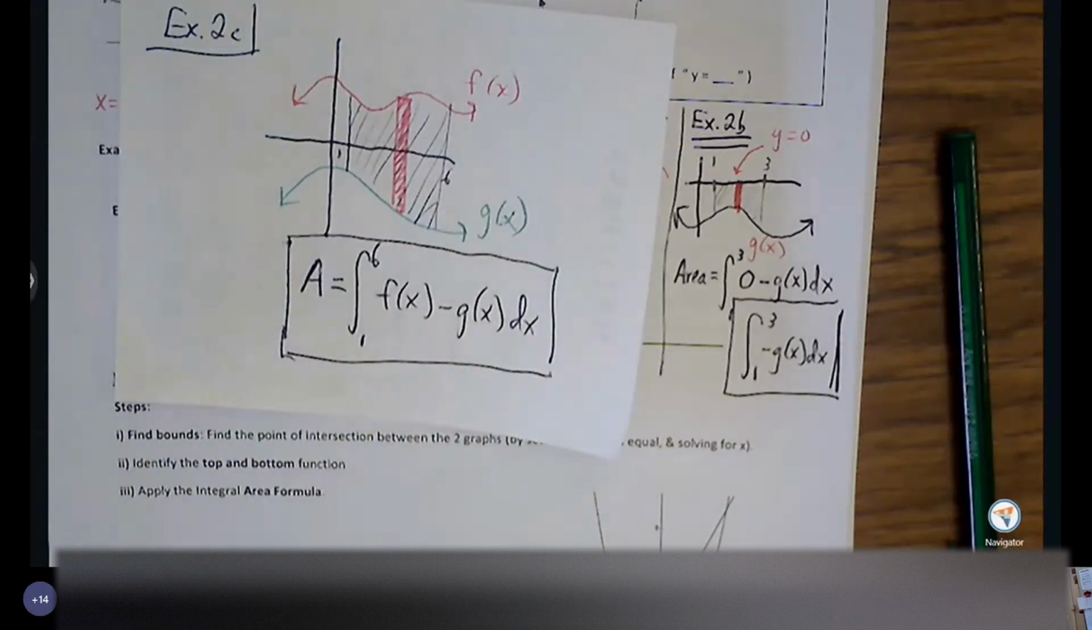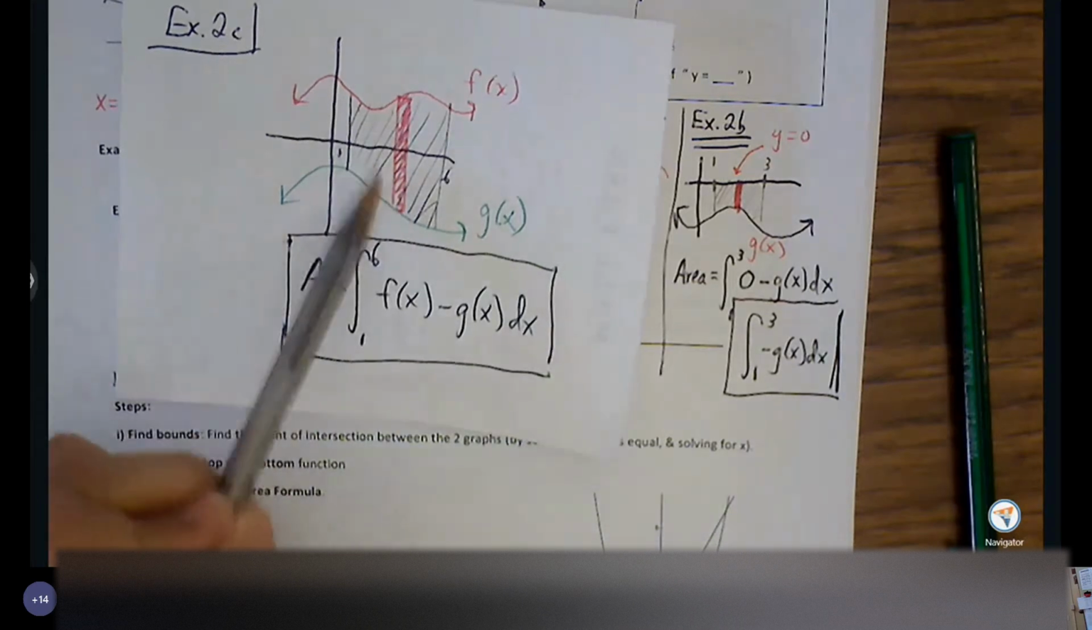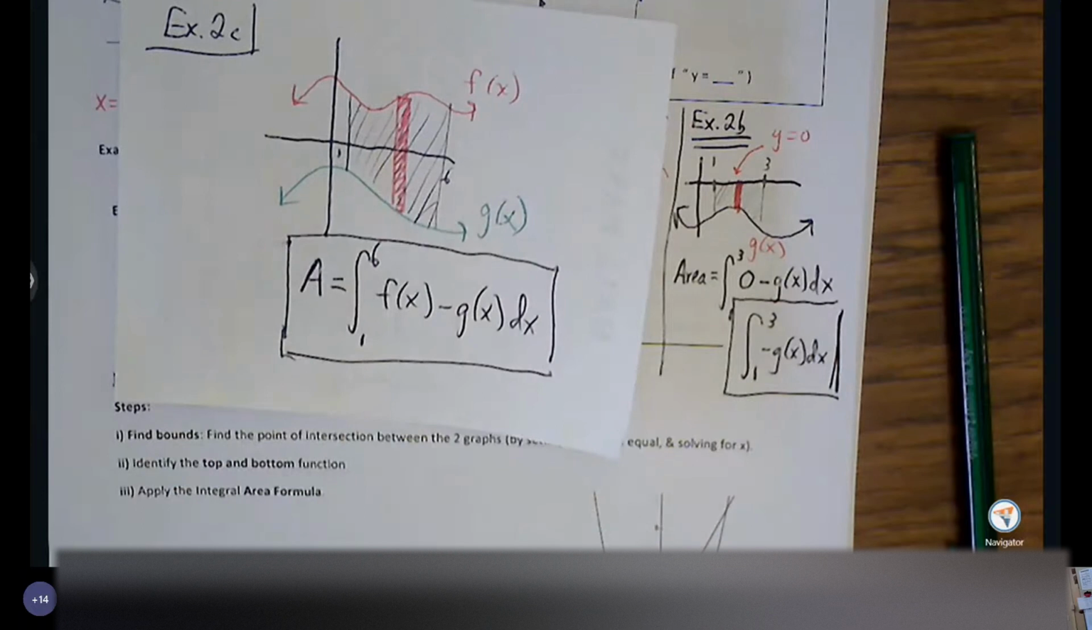You don't have to worry about, okay, this region is below the x-axis, do I have to involve the x-axis or not? No, as long as we have the top and bottom function identified, you're good. Everything will work out. That region will be adjusted below the x-axis. Okay.